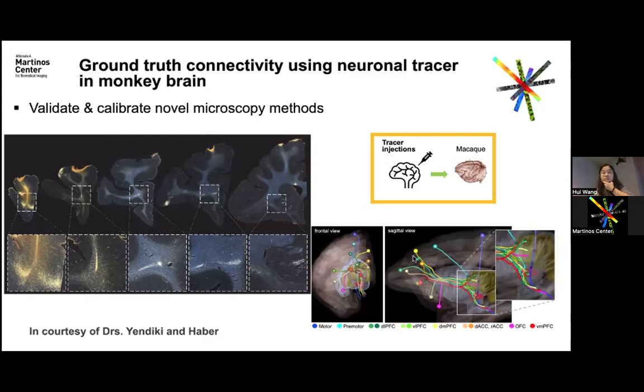And here you see the tracks going from different cortical regions and all navigating together into this very small space in the internal capsule. And that goes on to diverge further downstream.